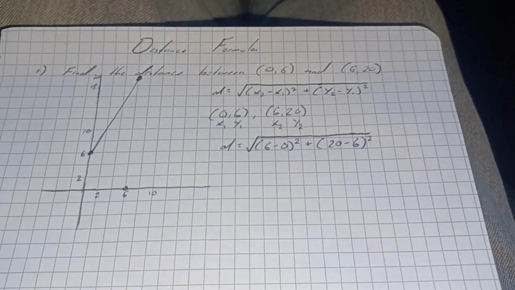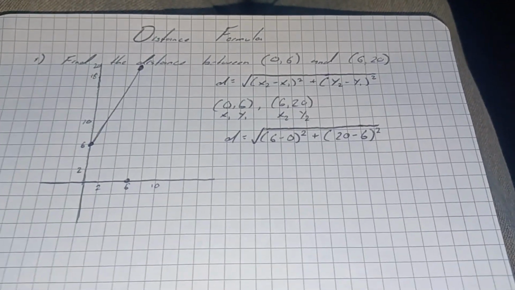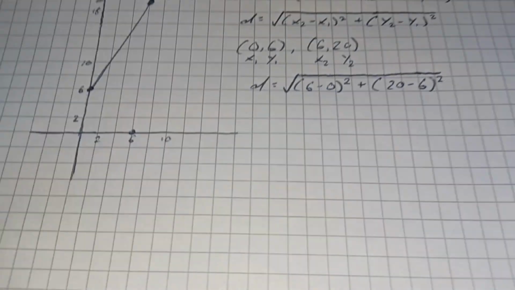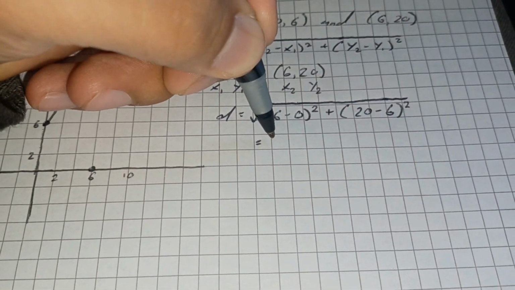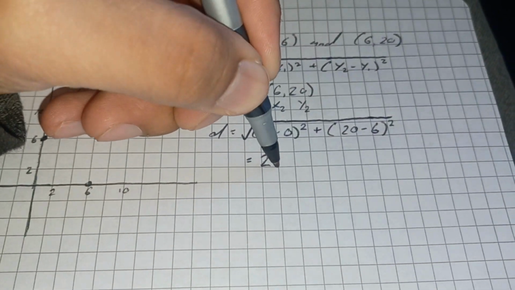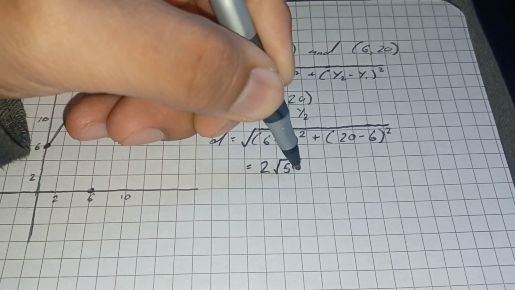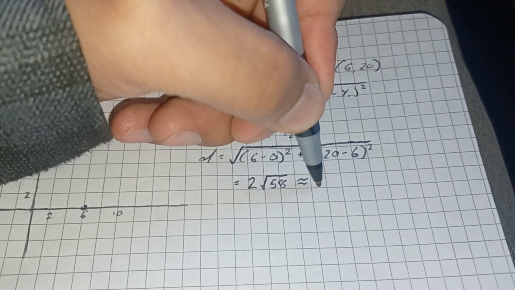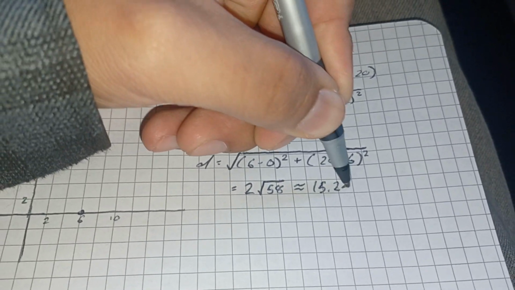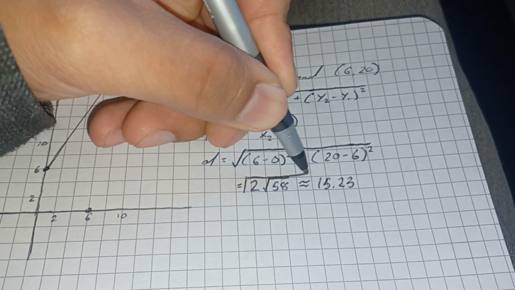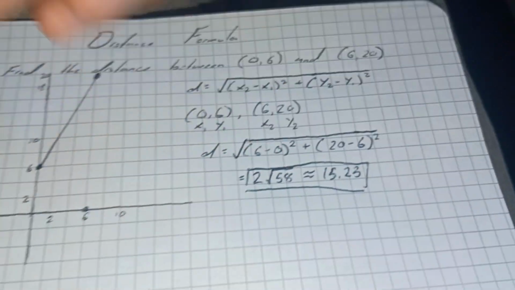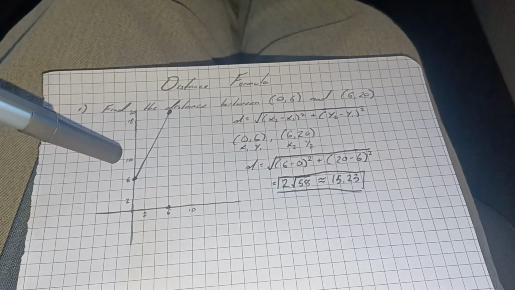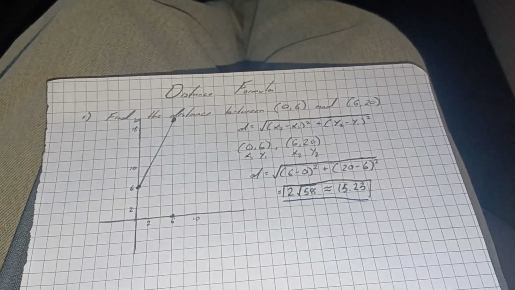So we can go ahead and plug this into our calculator or do it manually, but in the end we should get 2 times the square root of 58, which roughly equals 15.23. That is going to be our answer for number 1. So that is the distance between these 2 points, 15.23.